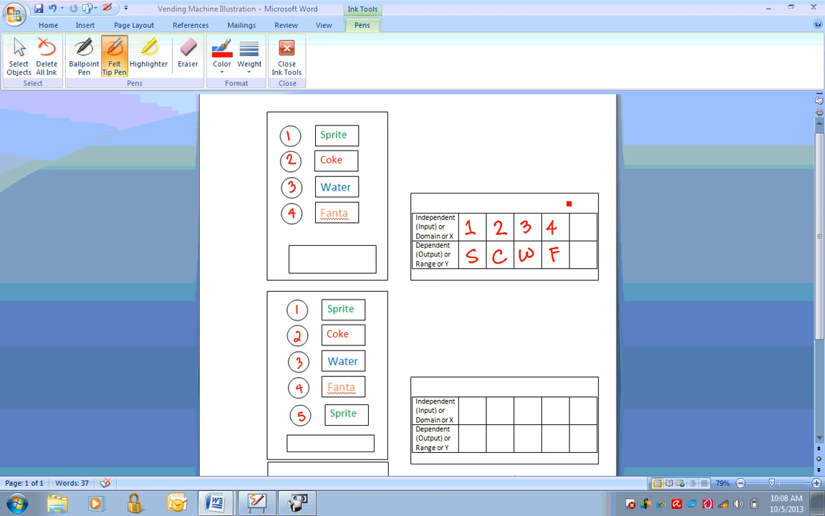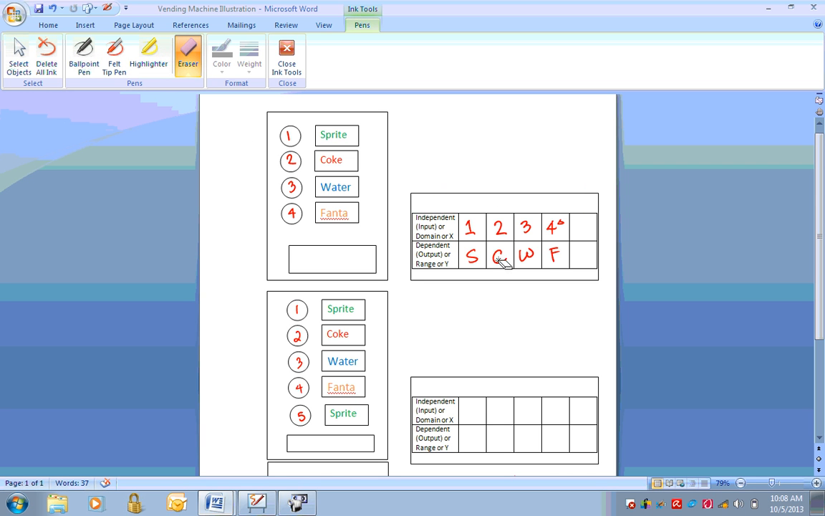Why? Because for every specific x that I put in, so it was 1, Sprite came out. Button 2, Coke came out. Button 3, water came out. And button 4, Fanta came out. Now, that means it's a properly functioning machine. Now, let's do another one. This time, let's try this.